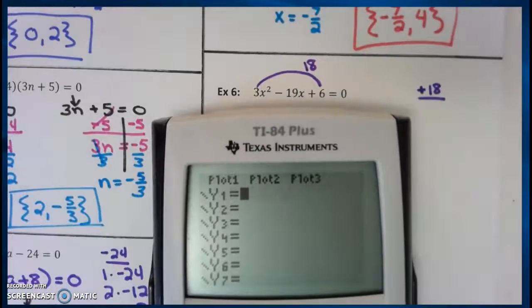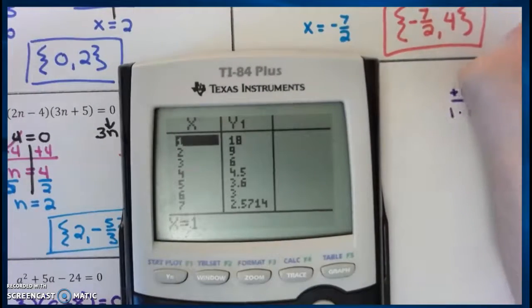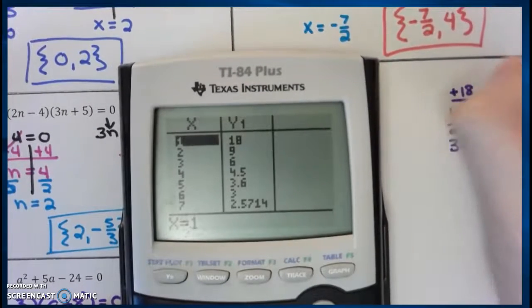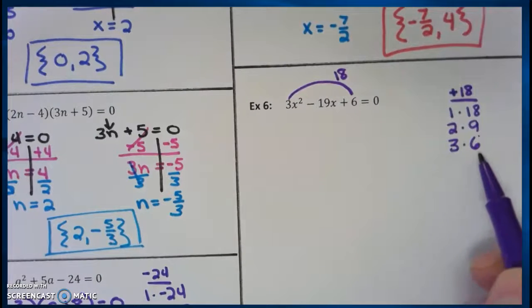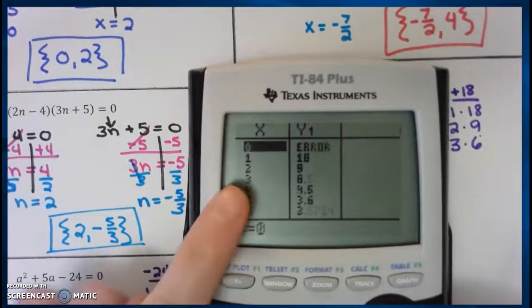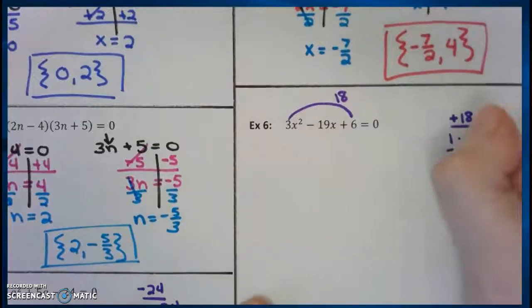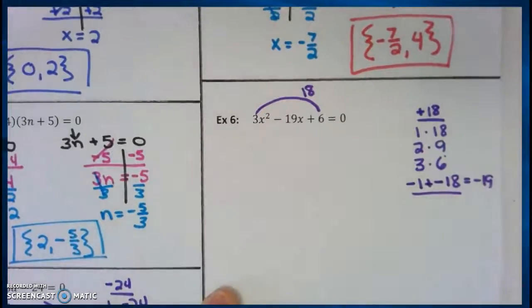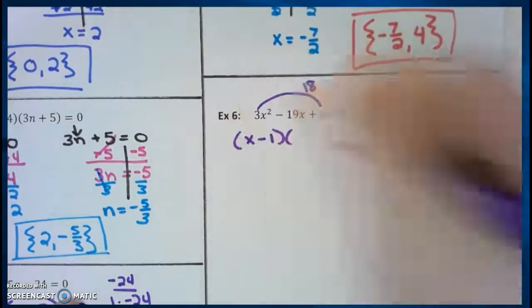So I'm going to come over here and do 18 divided by x, which gives me this. 1 and 18, 2 and 9, 3 and 6. Now if I add those, I get 19, this is 11, and this one gives me 9. So none of those add up to equal negative 19. But when you have a positive constant, you could also have two negative numbers, negative 1 and negative 18. And if you add those two numbers together, that gives you negative 19, like in the middle right here. So I'm going to put x minus 1 and x minus 18.